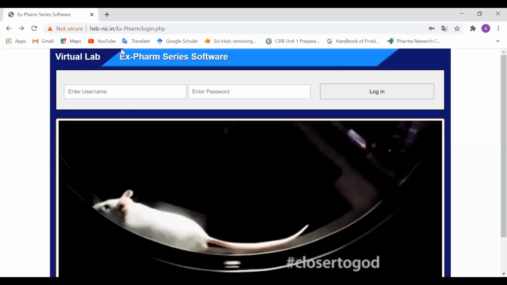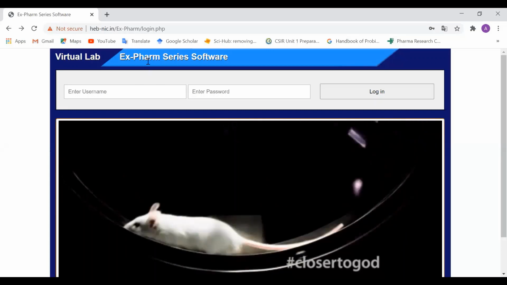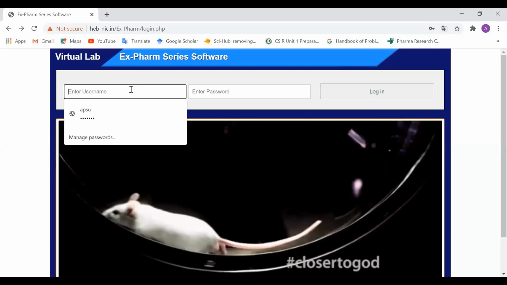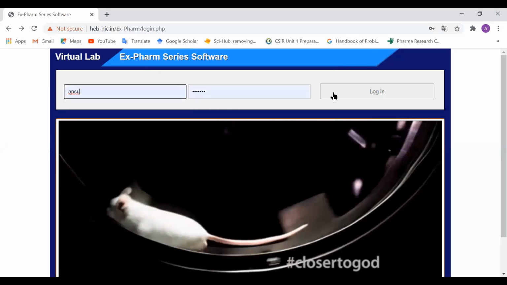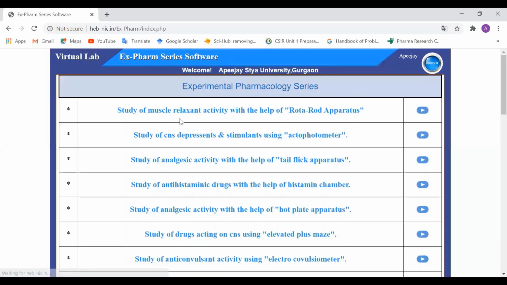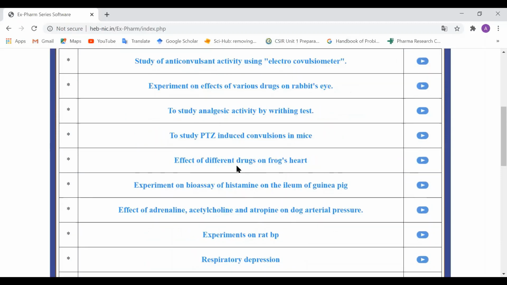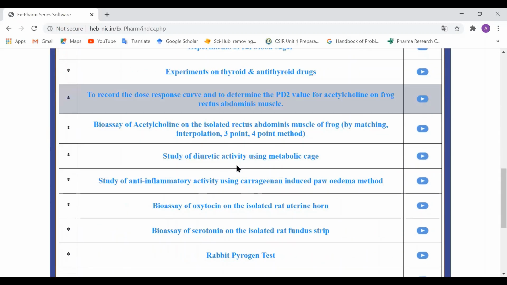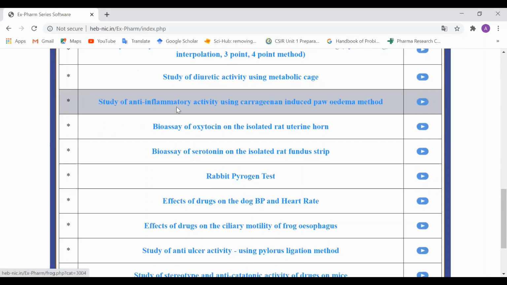So first of all, you have to enter the XFarm series software website where you will have to enter your username and password, then click on login button. After that, you will be able to see series of experiments, and in today's series, we are going to discuss or study the effect of anti-inflammatory activity using carrageenan-induced paw edema method.